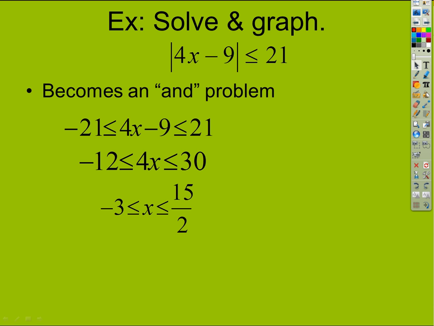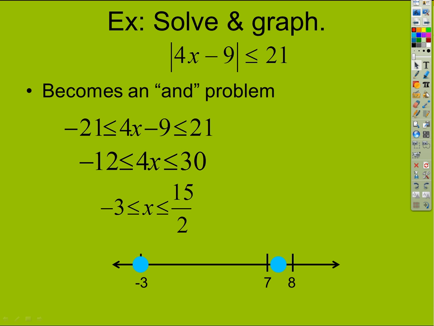That's my answer. And notice if I graph this thing, I'm going to get a solid dot at negative 3, a solid dot at 7.5, 15 halves, and everything in between gets shaded because it's an and statement between, right? Questions? Okay.